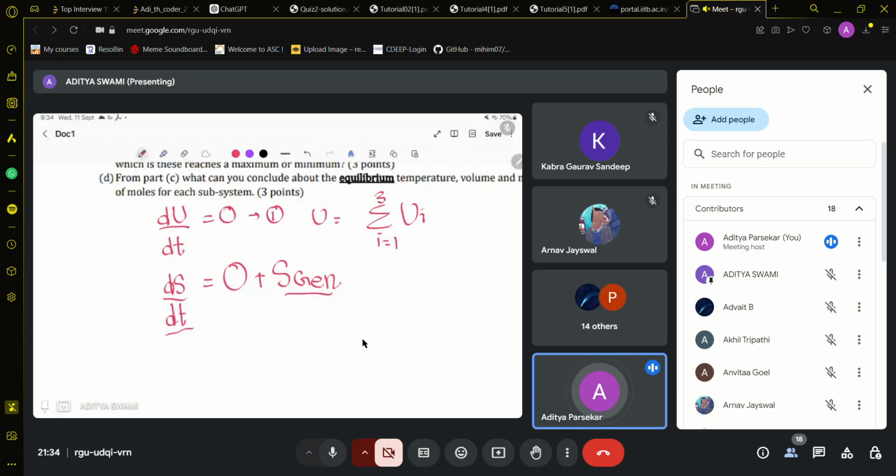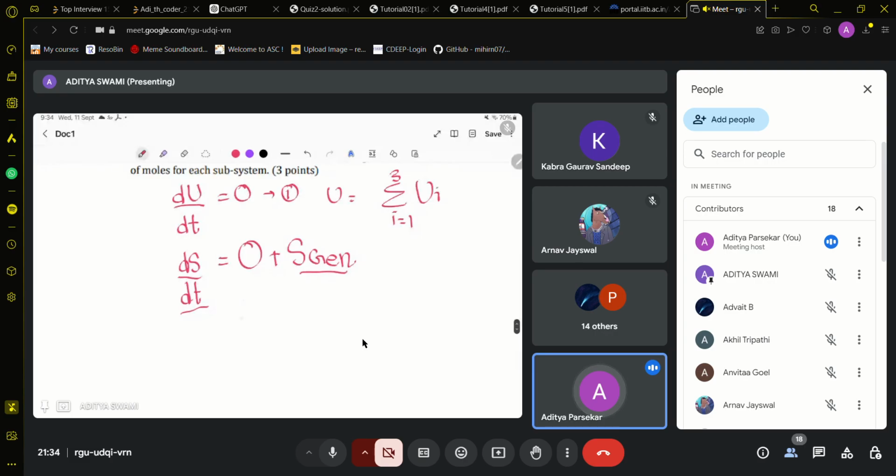So what does that tell us about the system? That tells us that S is monotonically increasing and eventually it's going to reach a maximum. It's something like this. This is not an accurate graph, but basically S is maximized, which is what we can take forward from this. S-dot gen is just like a time variation of this.